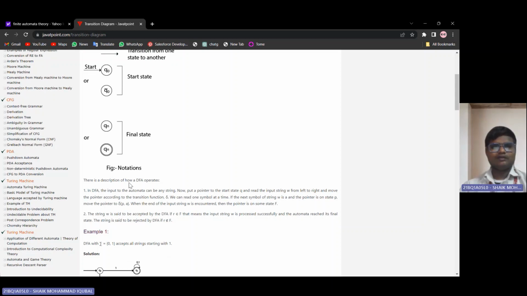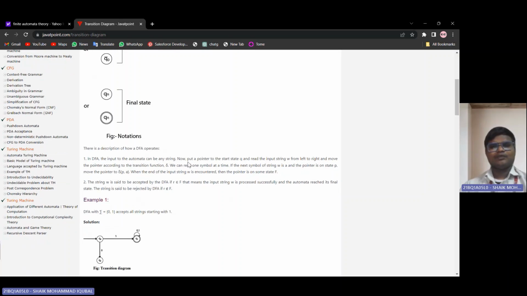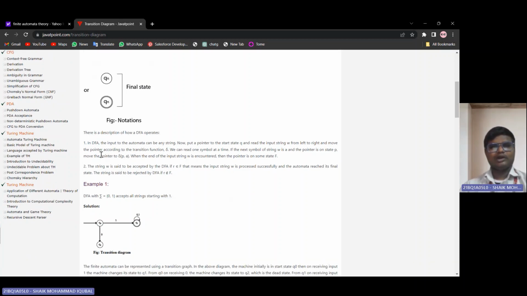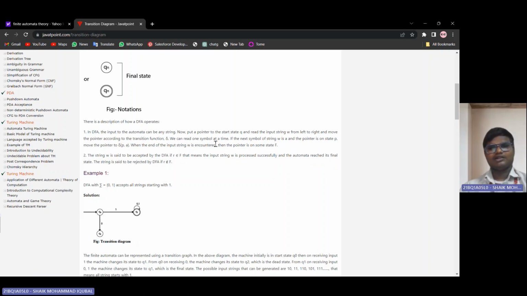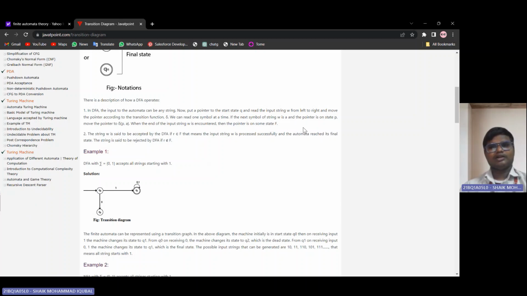Here is a description of how a DFA operates. In DFA, the input to the automata can be any string. Now put a pointer to the start state Q and read the input string W from left to right and move the pointer according to the transition function. We can read one symbol at a time. If the next symbol of the string W is a and the pointer is on state P, move the pointer to the transition function of P comma a.